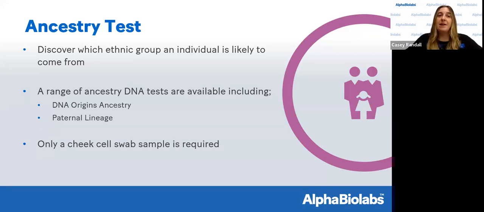If you're a female, obviously you can't take part in the paternal lineage test because you don't have a Y chromosome. But if you have a father or a full brother, they can take part on your behalf, and their results will also indicate your paternal lineage. So it's a really good test, and it is brand new. Only a cheek cell swab sample is required, and results for the paternal lineage test are available in 2 days. The DNA Origins Ancestry test are available within 7 days.